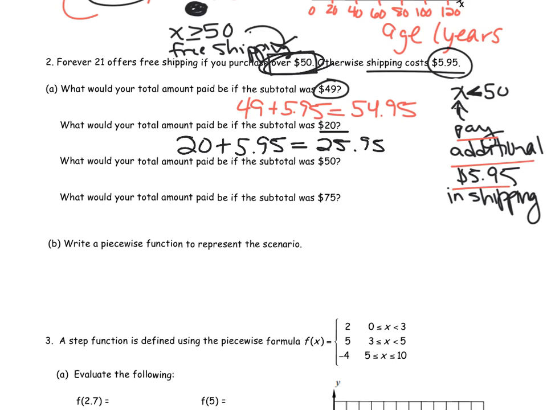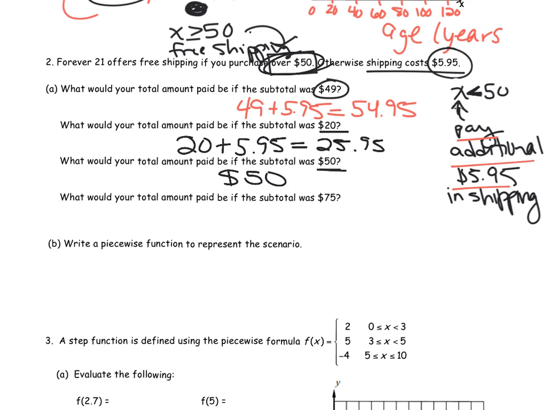Okay, and next over here we have what would your total amount be paid if the subtotal was $50? Well, again, if we look at our scenario, if you purchase over $50 worth of things, you'll get free shipping. Otherwise, if it's below $50, you will have to pay that additional cost of the $5.95. So if you purchase $50 worth of things, it will be free shipping. So because my subtotal reached that $50, it will be free shipping. So it's just going to cost $50.